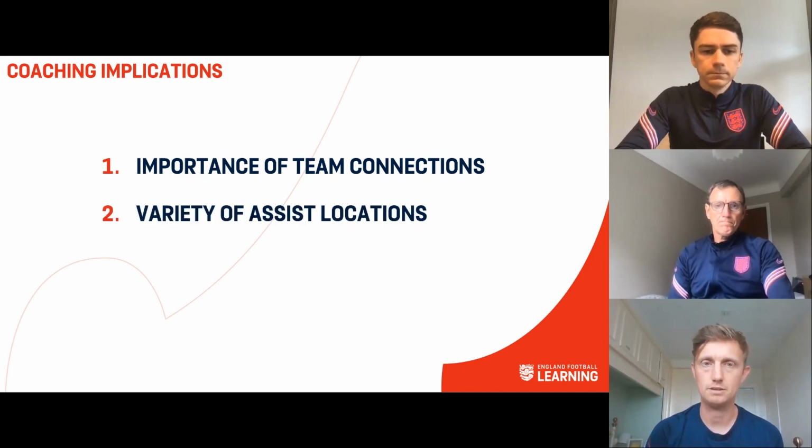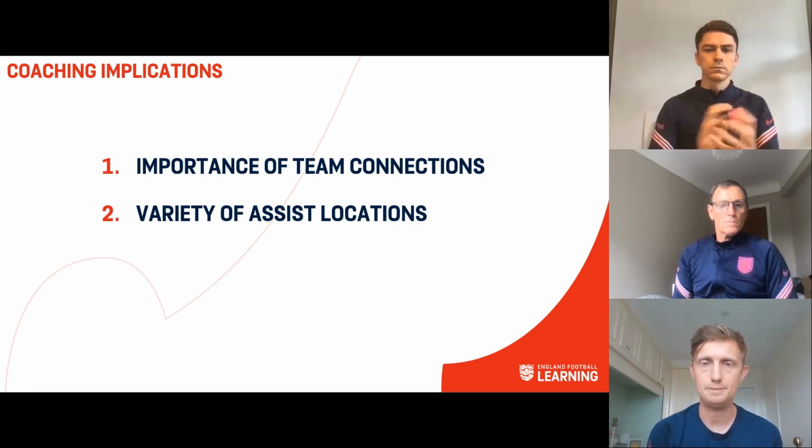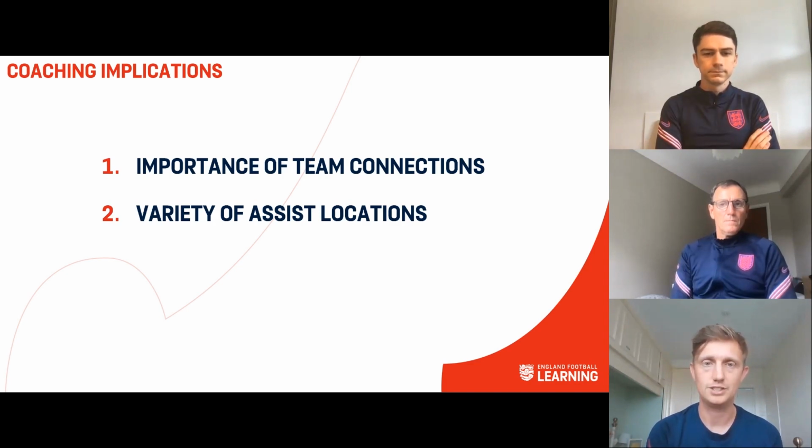Second one that jumps out is the real variety in assist locations. Do you know where your team are most likely to assist from? Do you have some bias or some strengths as a team that you might try and assist from certain areas? But the key message is that assists come from everywhere. And we saw on that picture there that assists can come from our own half. So do we actually understand that and practice or create opportunities to practice that?